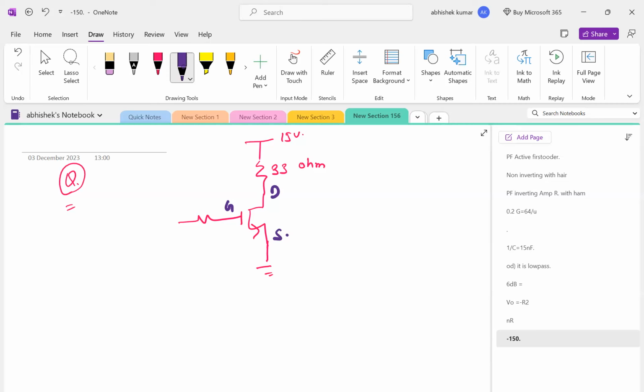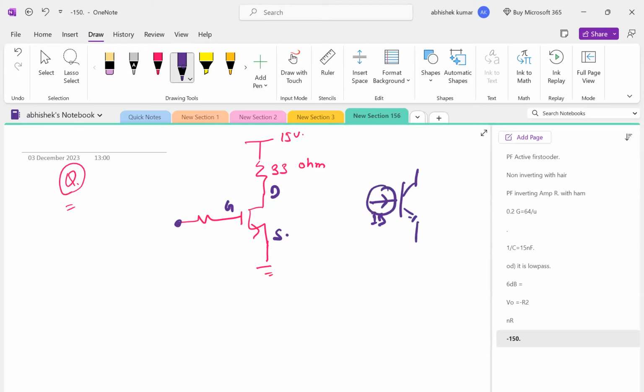What do you mean by voltage control and current control? Here we are supplying voltage, and the output current will get changed. But in BJT we are supplying the input current IB.